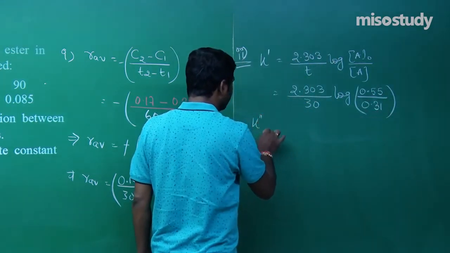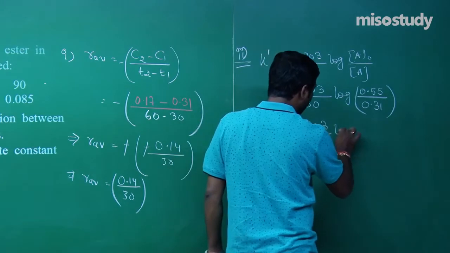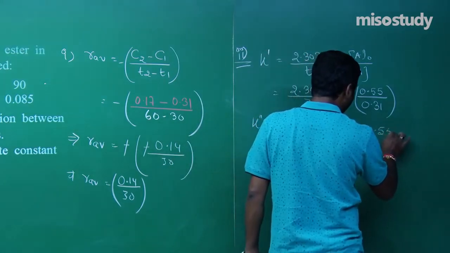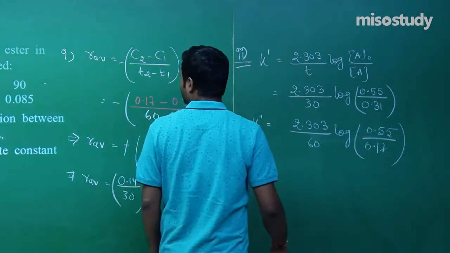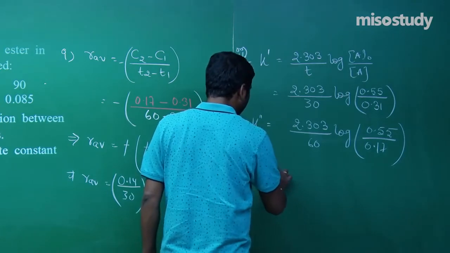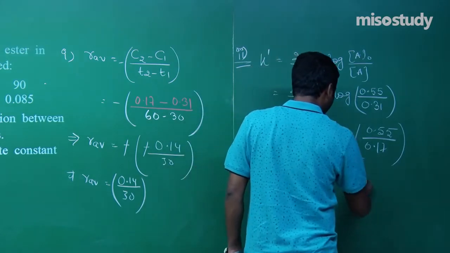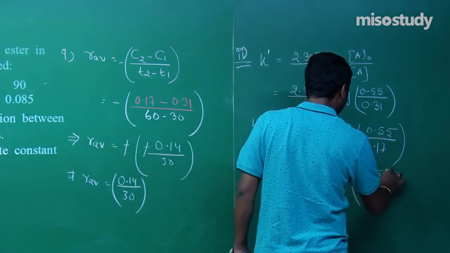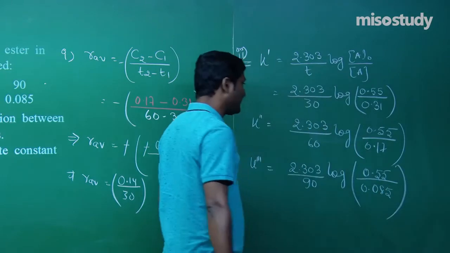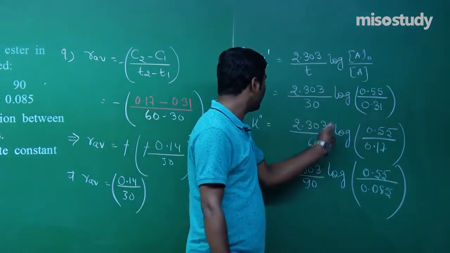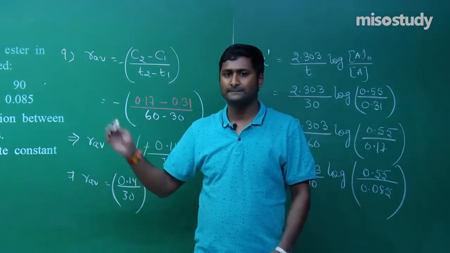Now for 0 to 60, K double dash, we will put here 2.303 upon 60 log 0.55 upon 0.17. Clear? Now for 90 seconds, that is K triple dash, that is 2.303 upon 90 log A naught 0.55 upon A, that is 0.085. Put the data, you will get the answer. Clear? This is K dash, K double dash, K triple dash for 30, 60 and 90. Clear? Now friend, I am moving here. Check it out.